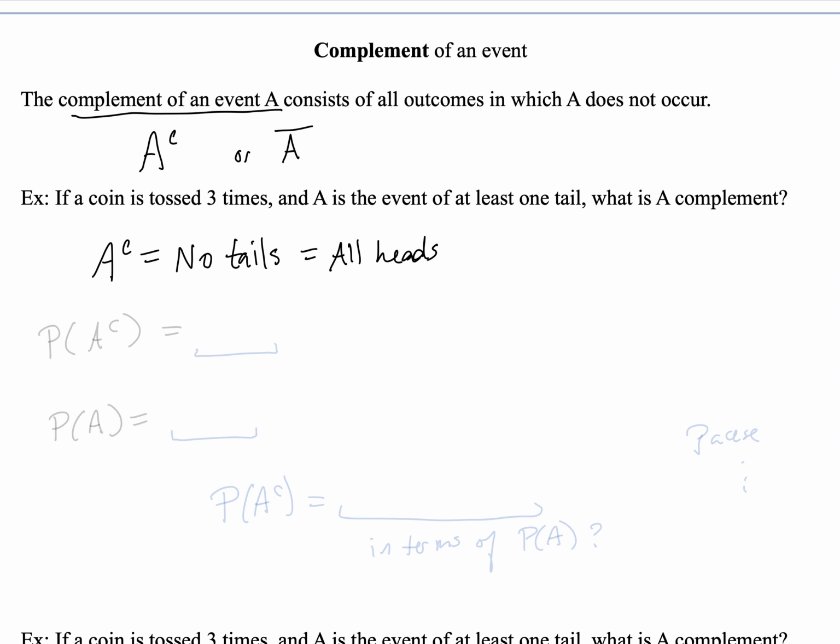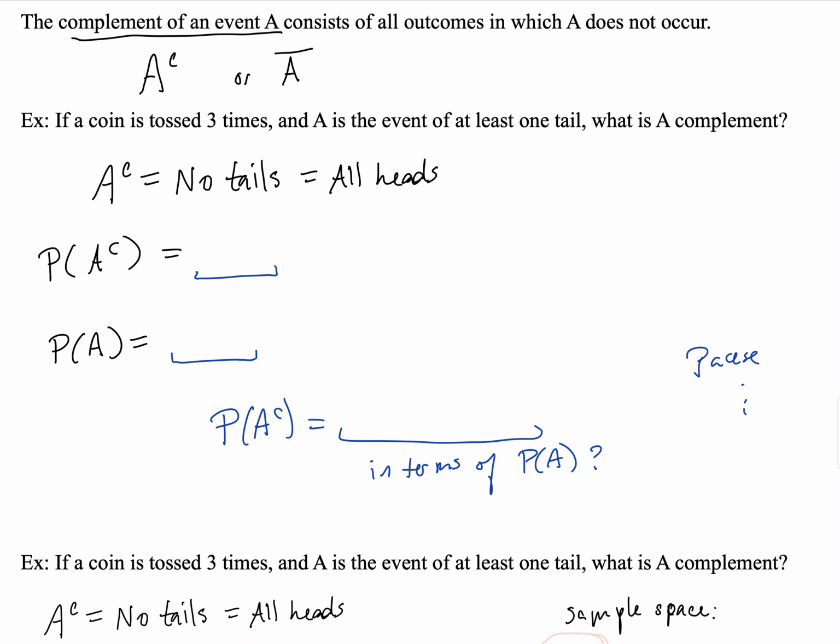Let's also think about the probabilities of each of those events. Let's think about the probability of A complement, and the probability of A. I'm going to pause the video again for you to find the probability of A complement in this case and the probability of A, and also to think about the relationship between the probability of A and the probability of A complement. Do you know how you could describe the probability of A complement in terms of the probability of A? Pause and think about those 3 questions for a moment. We'll talk about them in a minute.